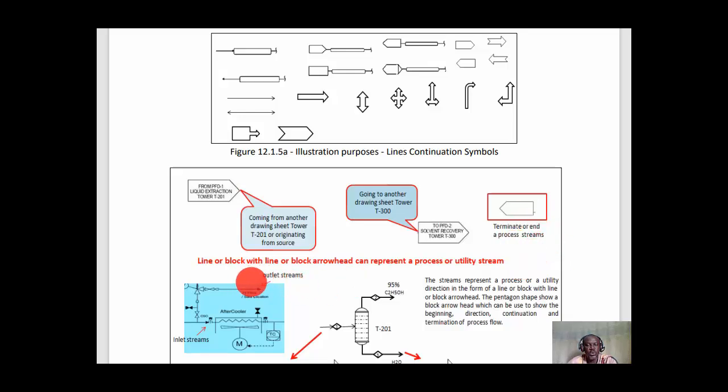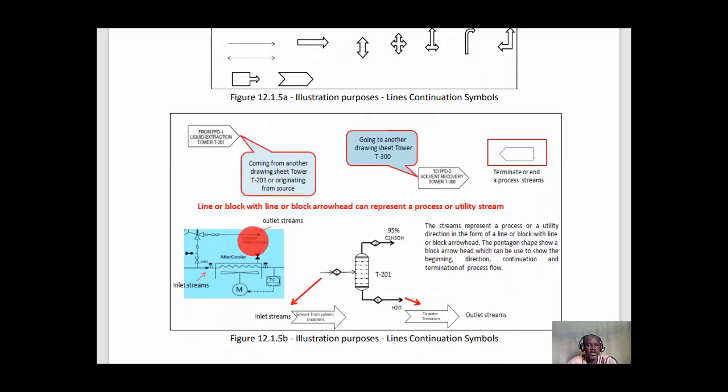Line or block with line or block arrowhead can represent a process or utility stream. Here we have the outlet stream. We have the inlet stream. It can be seen. Here the arrow signifies the outlet stream. This arrow also signifies an inlet stream. The inlet stream can also take this form depending on the standard arrow. This is an inlet stream. This is a typical outlet stream.